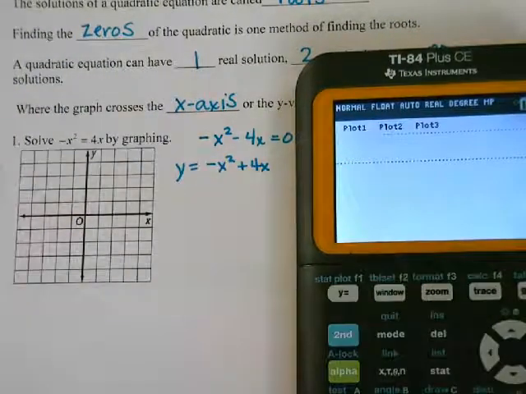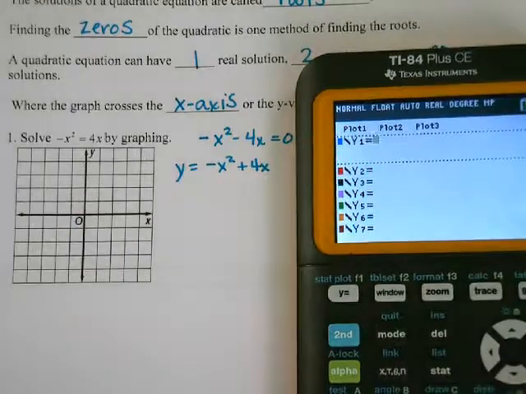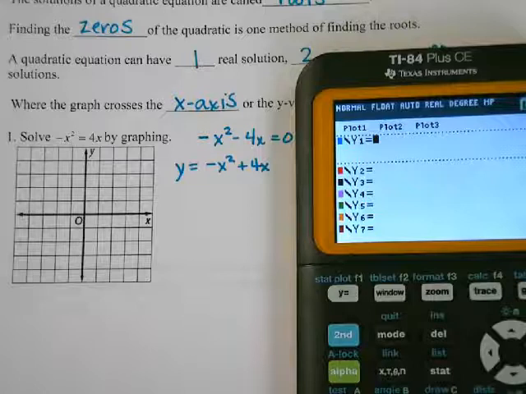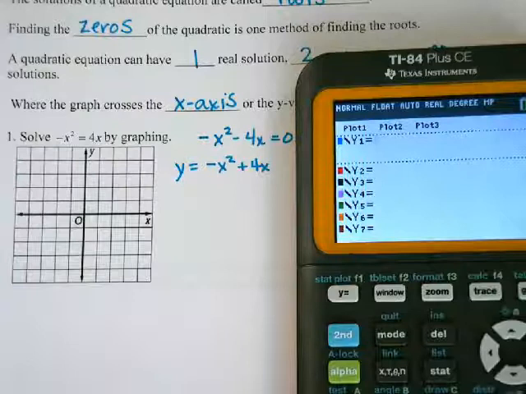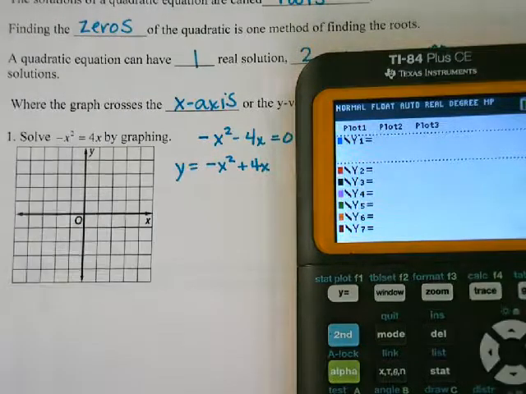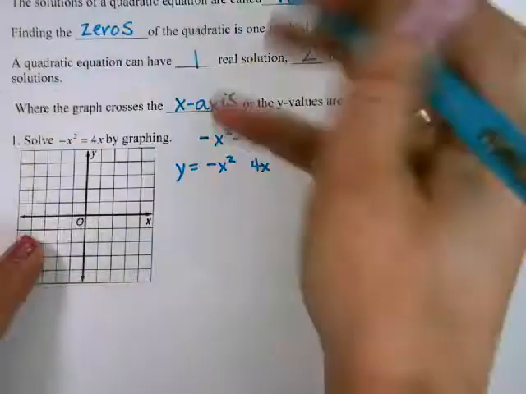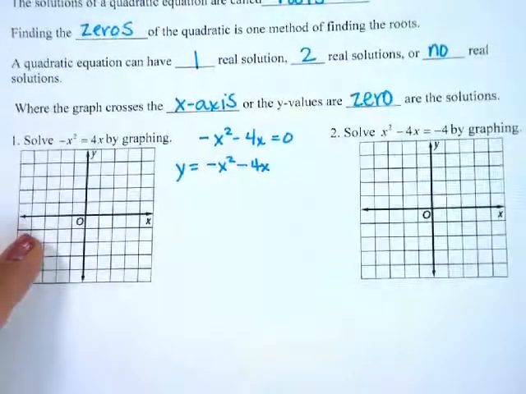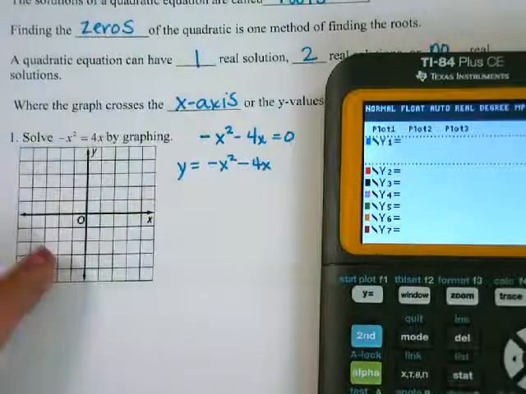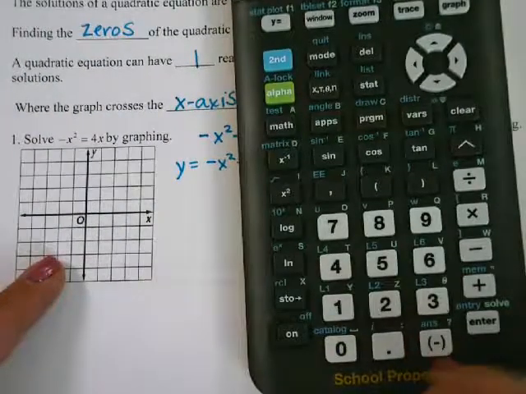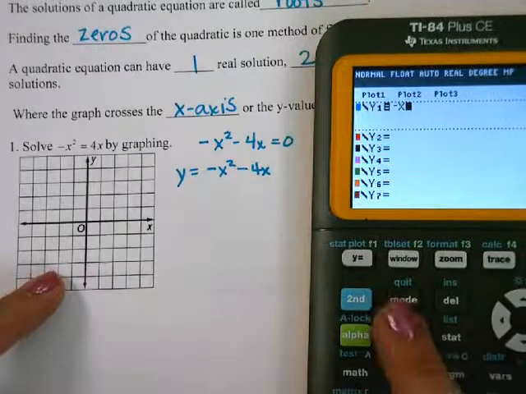Okay, so I'm going to go to y equals. Clear out anything that you have in there. Why did it minus 4x, plus 4x? They're on different sides of the equal sign. Oh, that right there? Yeah. He didn't, I just was going too fast. Thanks, Thomas. There, that looks better, right? When you put it in your calculator, make sure you're using the negative sign and not the subtraction sign out front. So negative x squared.